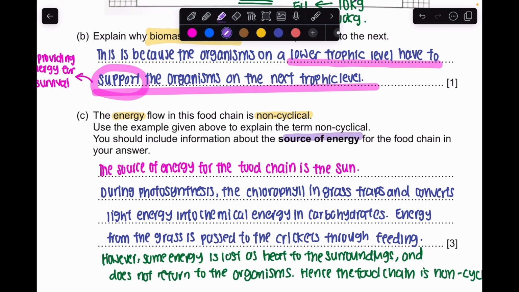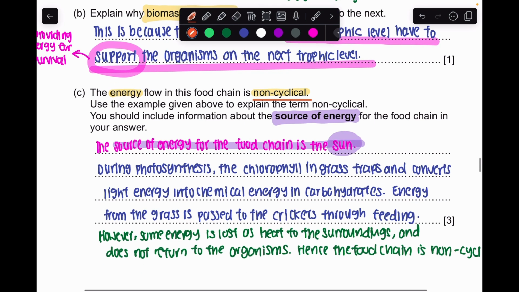Okay, so first thing, tell me about the source of energy. So you say the source of energy for this food chain is the sun. Correct, it's always the sun because the first trophic level, we usually have a photosynthetic plant. It gets its energy from the sun. So the ultimate source of energy here is the sun. So now, once we answered that part, we have to answer what it means by non-cyclical. So when energy is transferred from one trophic level to the other trophic level, not all the energy can be returned back to the original organism.